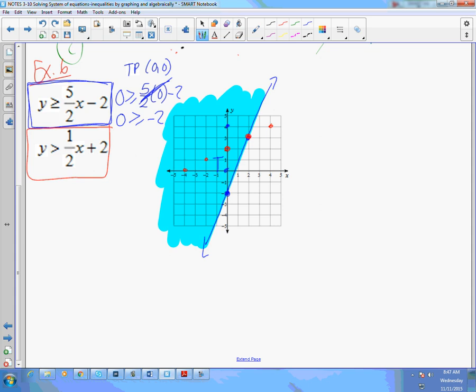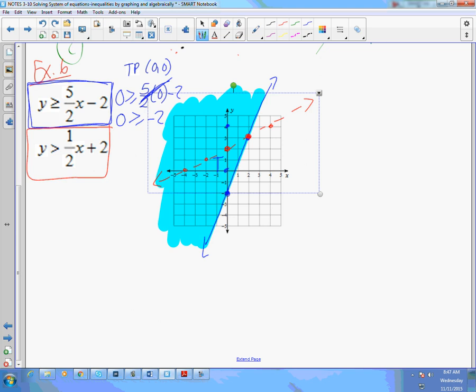Should I do a solid line or a dotted line? Dotted. It's not always one of each. Sometimes they can both be solid or they can both be dotted. So dotted, which means on that line there are no solutions. If it's on a solid line, any point on the solid blue line are also solutions. But on this line that's dotted, there are no solutions on that line. It's all the way up to the line, but not including the line.